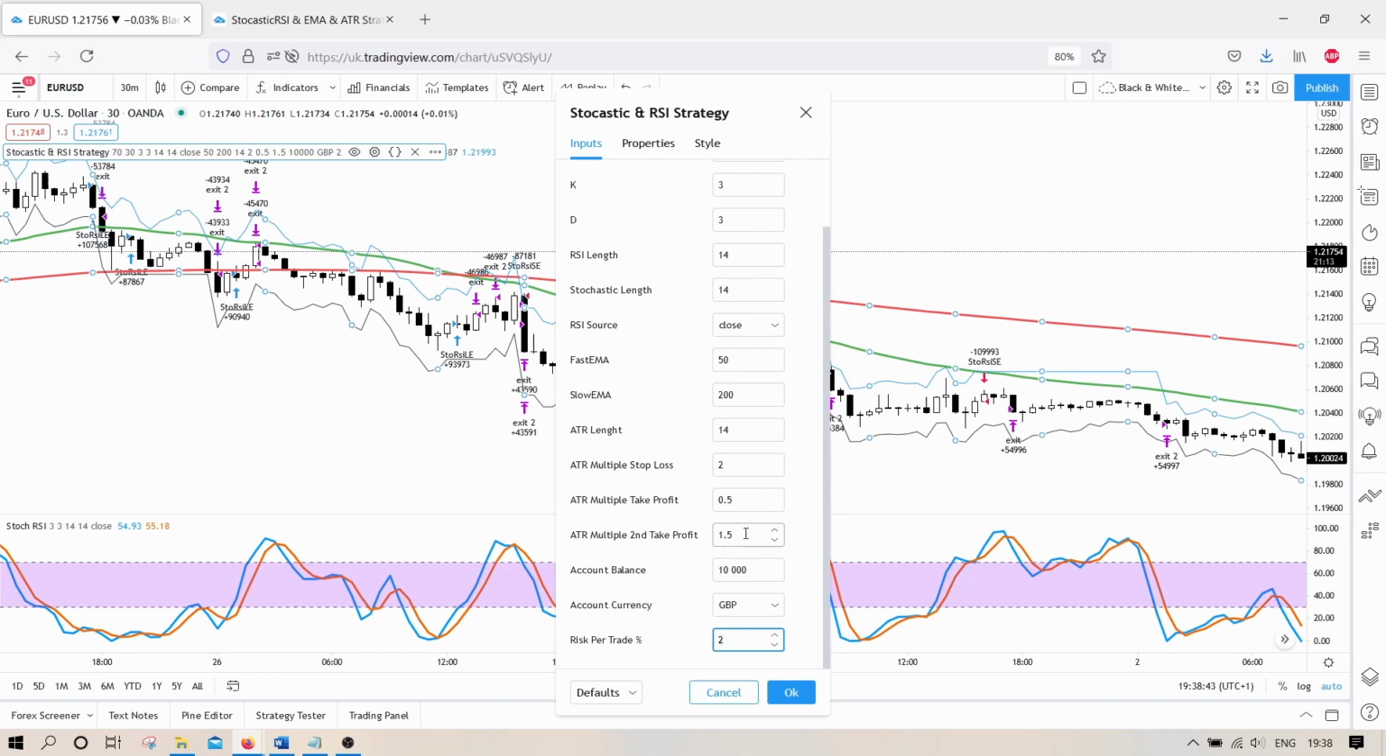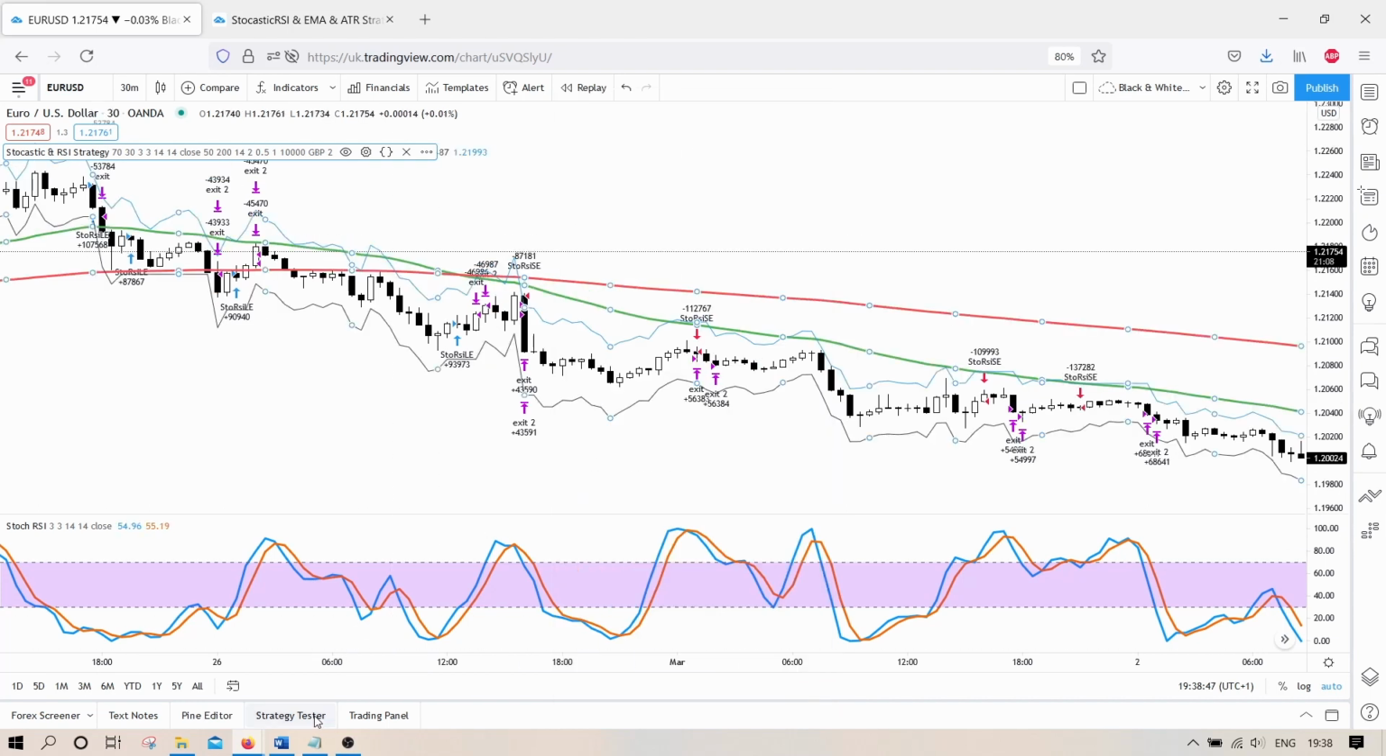We do get some good results. As an example, look at the euro versus US dollar on the 30 minute time frame.